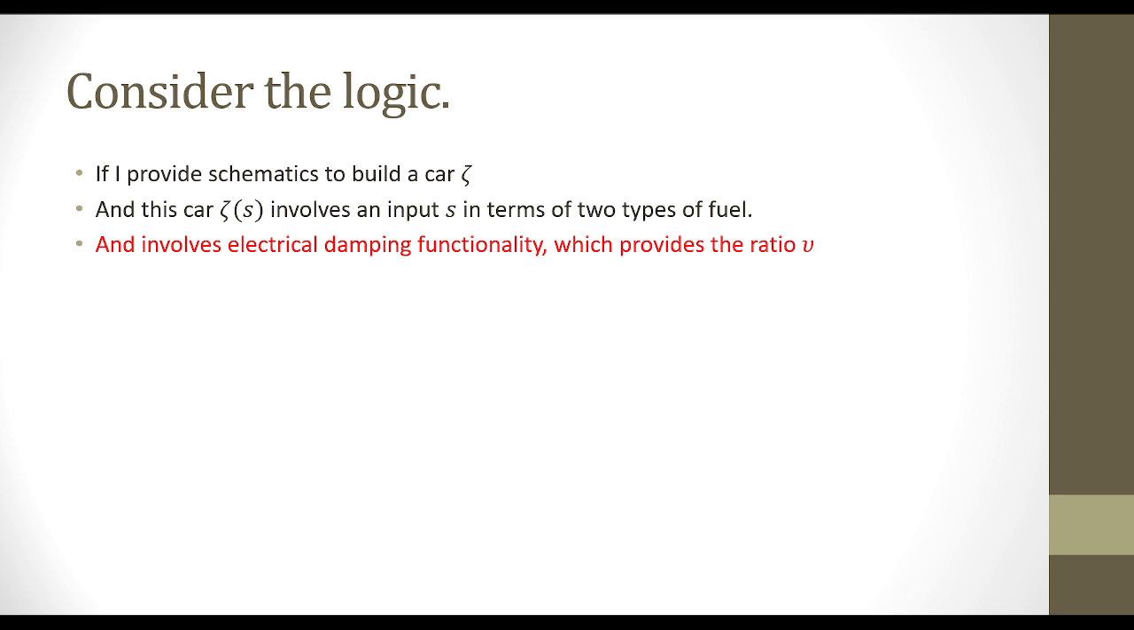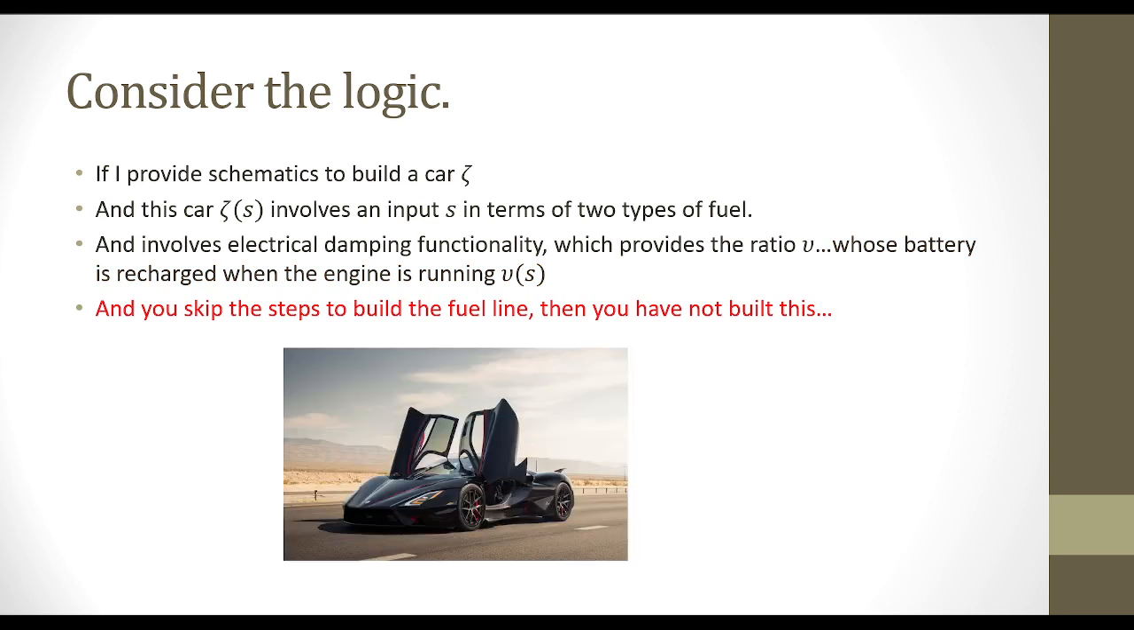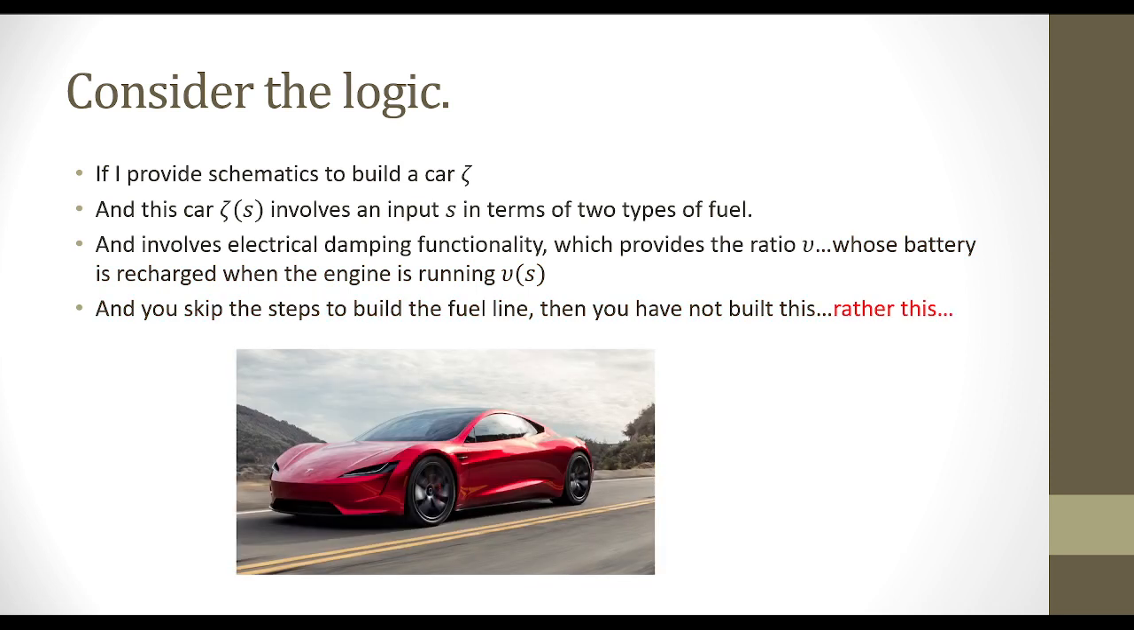It has some electrical damping functionality in there, and it gives this ratio upsilon. And the battery is recharged when the engine's running. So therefore, upsilon is dependent on s. And you skip the steps to build the fuel line. You have not built this. You have built this, a Tesla. You're not building a combustion engine anymore. You're building an electric car. Just because the electric system is running, if your function f of s is running still, that's fine. It's just an electric car. It's just a different thing.